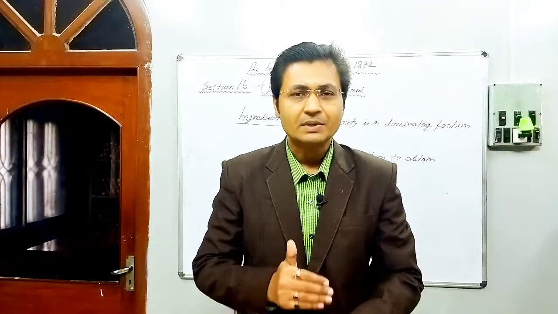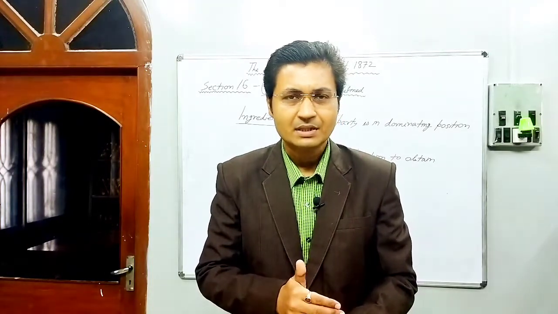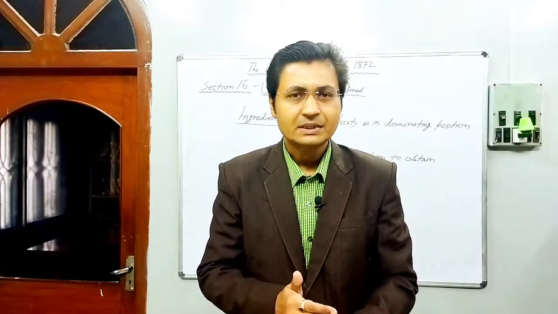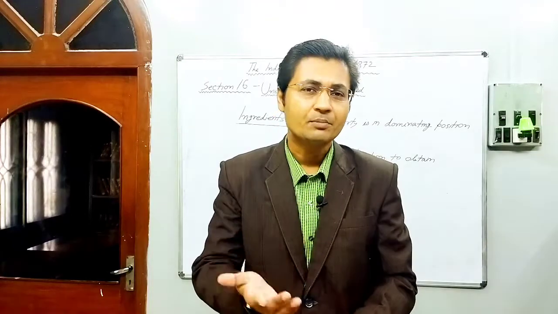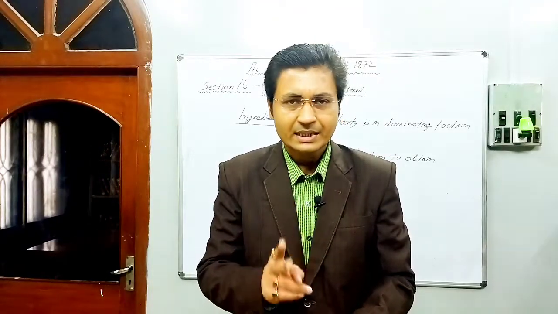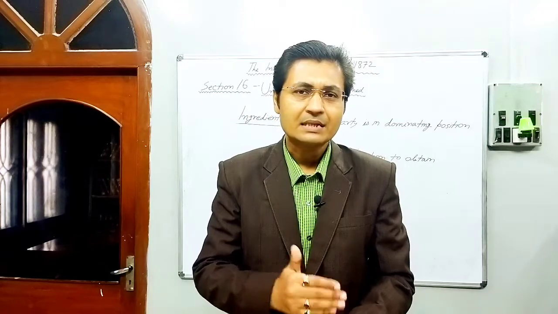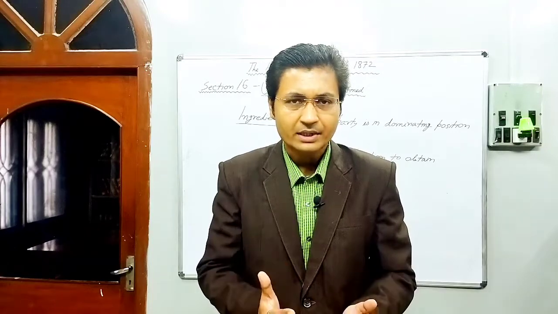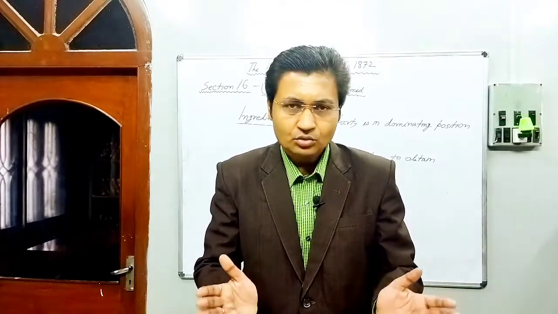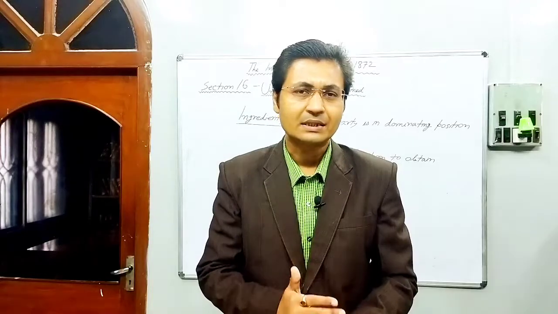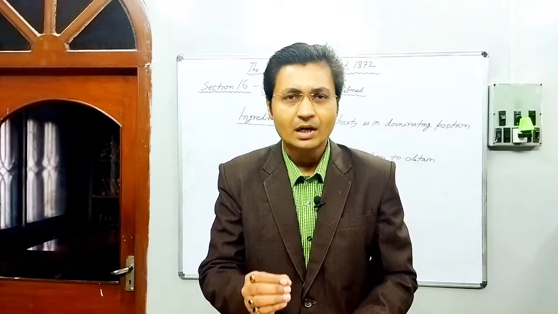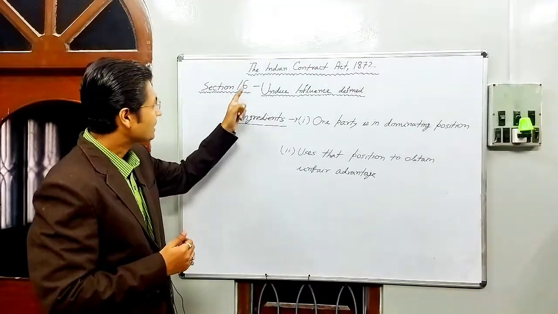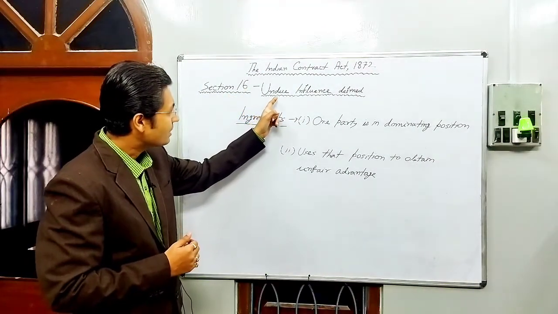So, section 16 of the Indian Contract Act specifies particularly two ingredients of undue influence. First is that one of the parties is in a dominating position, and the second ingredient says that he has used such position over the other to gain some unfair advantage over the agreement. If these two ingredients are fulfilled, then we can say that this is the exercise of undue influence.